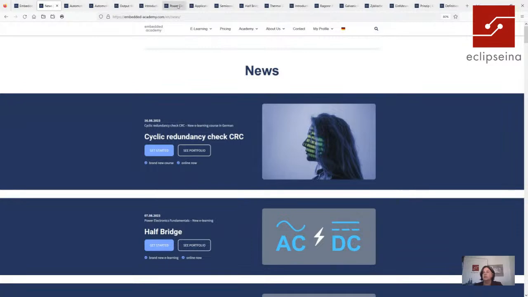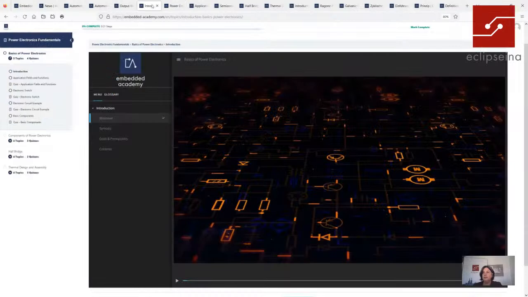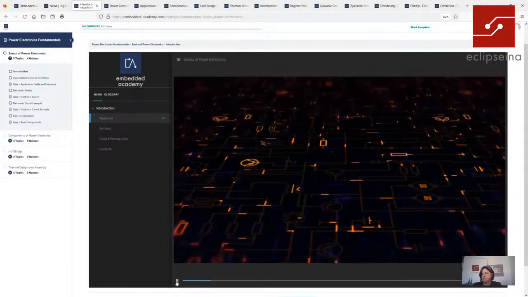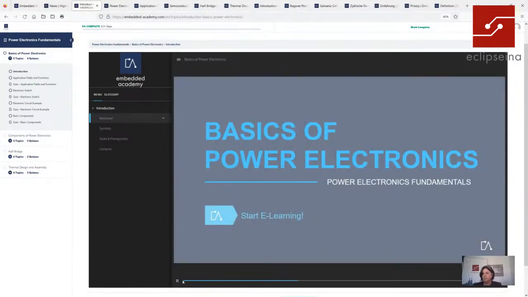So we have a look at power electronics, and I will close the windows I don't need anymore to get a better overview. So this is the introduction to power electronics. Welcome to our e-learning basics of power electronics. This e-learning serves as an overall introduction to the entire power electronics fundamentals course. Click on Start e-learning to begin now.